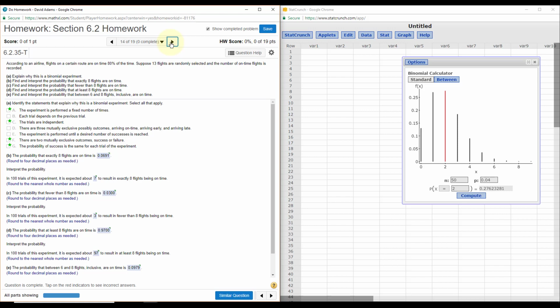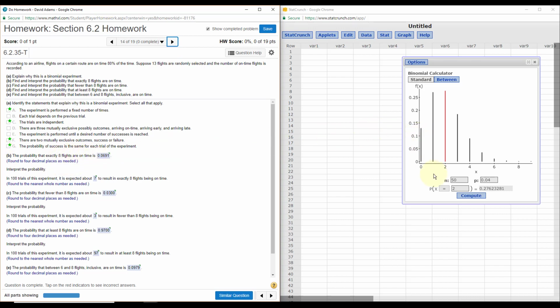According to an airline, flights on a certain route are on time 80% of the time. That's your fixed probability of success. Suppose you have 13 flights. That's your fixed number of trials. They're randomly selected, so there's no influence between the different flights, and so that's your independence. The number of on-time flights is recorded, so it's either on time or not on time. That's your two mutually exclusive outcomes. Find the probability that exactly 8 flights are on time.